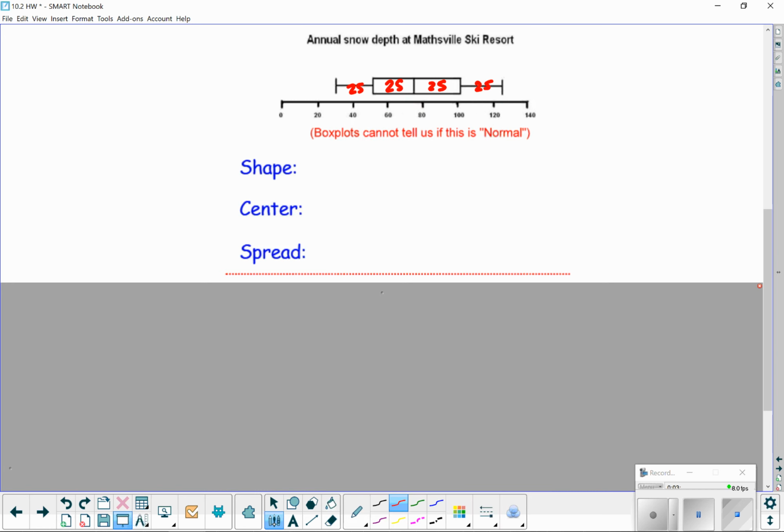Again, we can't tell if it's normal because we don't know the actual data, but we do know that the overall shape is very symmetric. Okay, the center is right here, where the middle line is. Not necessarily the middle, but this looks pretty close to the middle. I'm going to say about maybe 75. So the center is about 75.